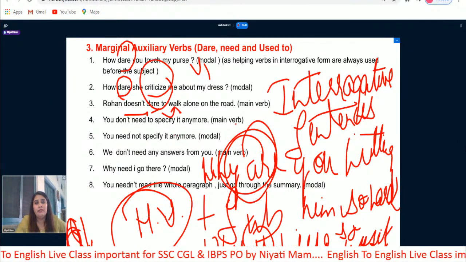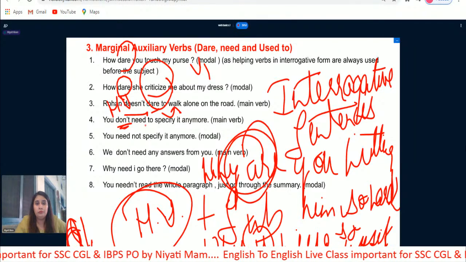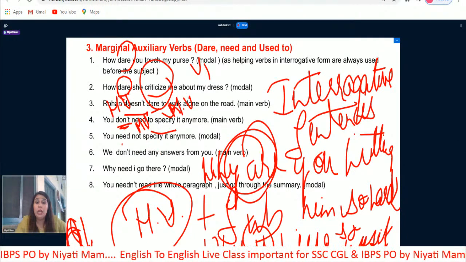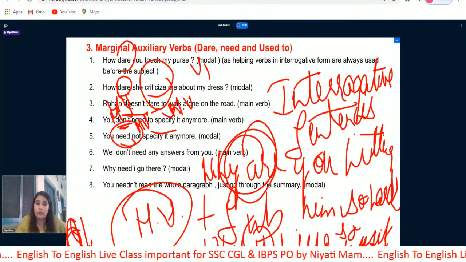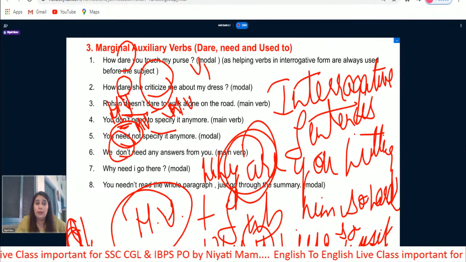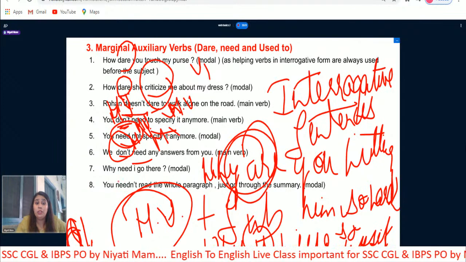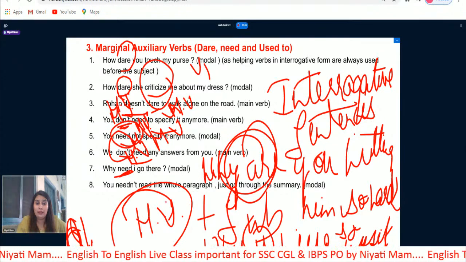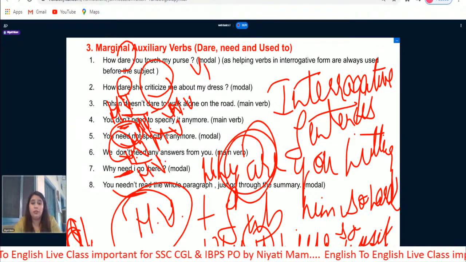You don't need to specify it anymore. Helping verb, main verb, main verb. You need not specify any. Need not is what? Helping verb. Not is there. Why don't need any answer? Don't, helping verb. Need, main verb. Why need I go there? Helping verb. You did not read the whole paragraph. Not is there, helping. Got my point?